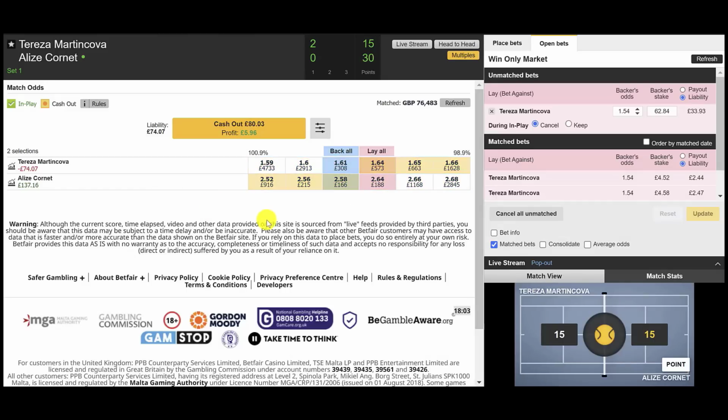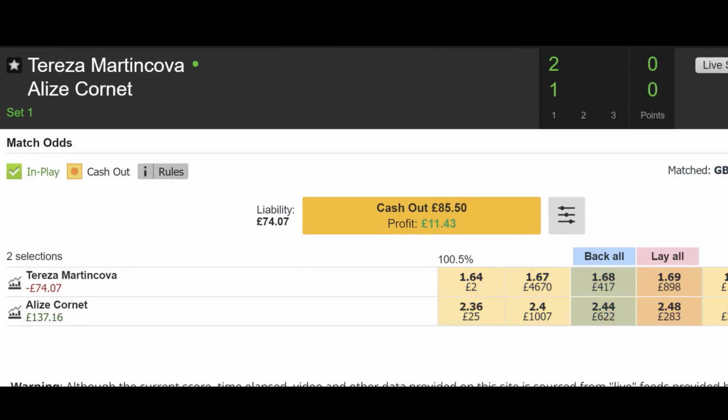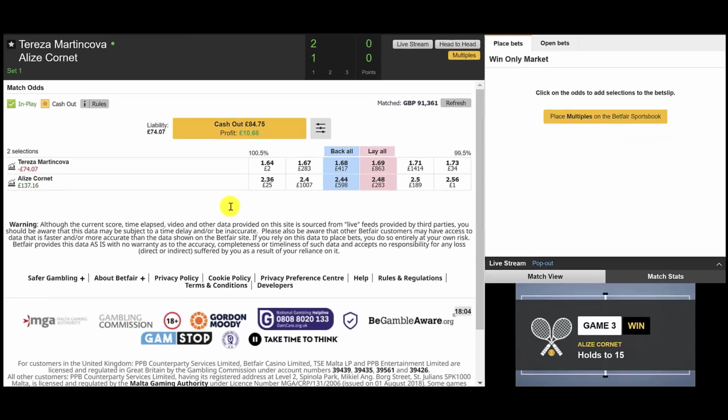Anyway, let's see if Cornet can get back into this one. And so just to update you on that, it's now gone 2-1. Okay, so Martinkova 2 and Cornet has 1. So you can see that's moved the price in our favor already. So that 1.54, that didn't get matched at all. And so at this point, because it's moved so much in our favor, we're just going to cancel that. So we're going to get out of that, and we're just going to roll with what we had in the market.